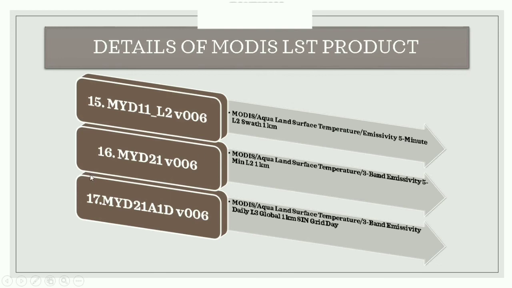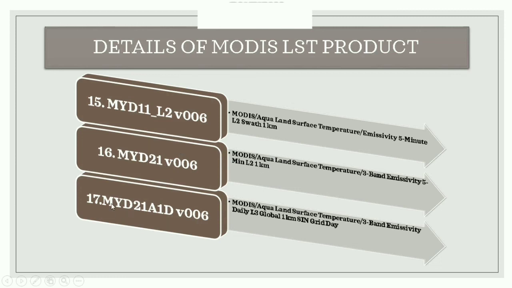Okay, now this is MYD21. So this is another product, 21. So here Aqua land surface temperature, 3 band emissivity and 5 minute L2 1 kilometer. So here they will give 3 band emissivity and also LST, land surface temperature, with 5 minutes. So here also they are giving 5 minutes. Now this is night time, as you can see that Aqua product.